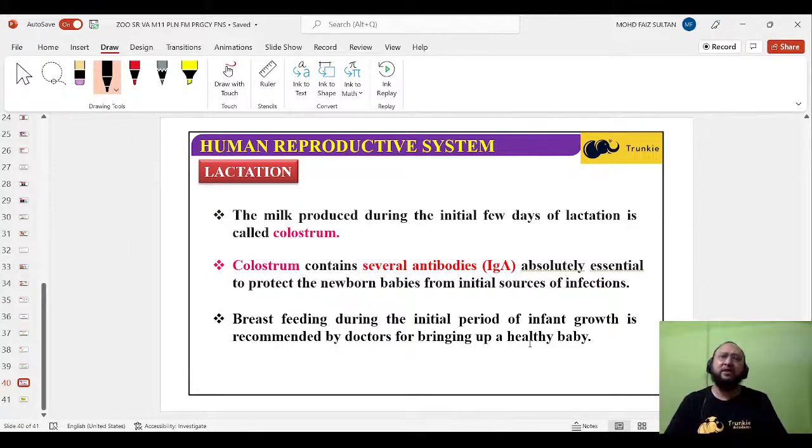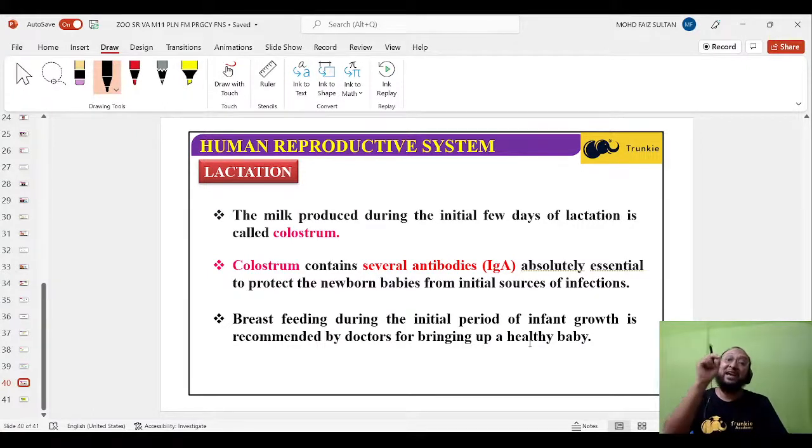Because the newborn baby has no immune system of its own, it's not yet developed. After birth only slowly it starts developing, so it requires some immunity power, some antibodies that come from the mother's milk. That is the immunoglobulin A. There are 5 types of immunoglobulin: immunoglobulin D, immunoglobulin E, immunoglobulin M. So there are different factors.